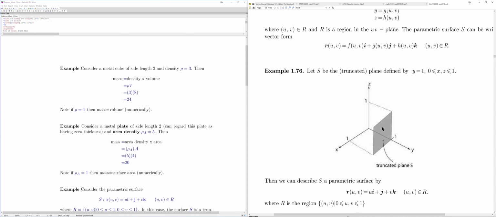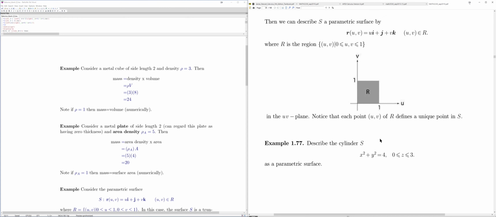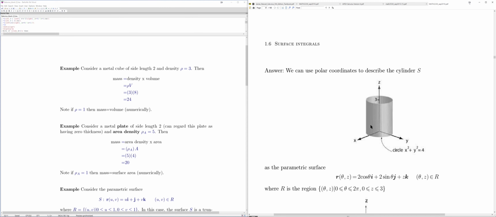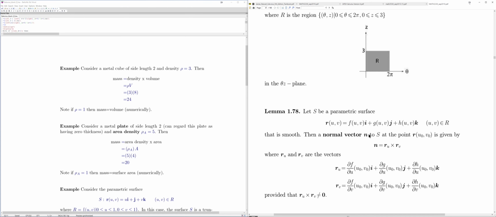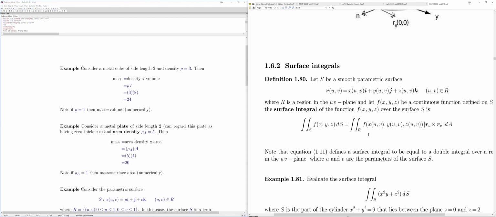And now what we want to do is a surface integral on a parametric surface like this over here. So either something like this, which is flat, or we want to do a surface integral over something that's curved like this over here.